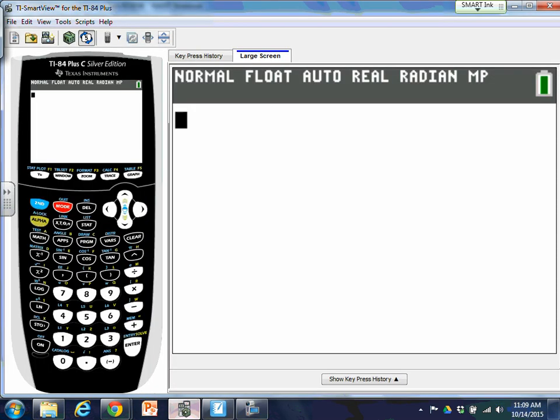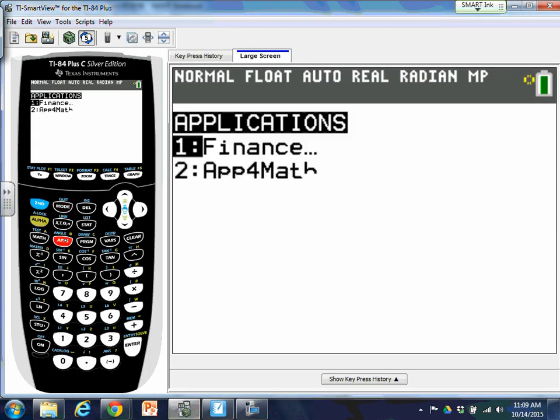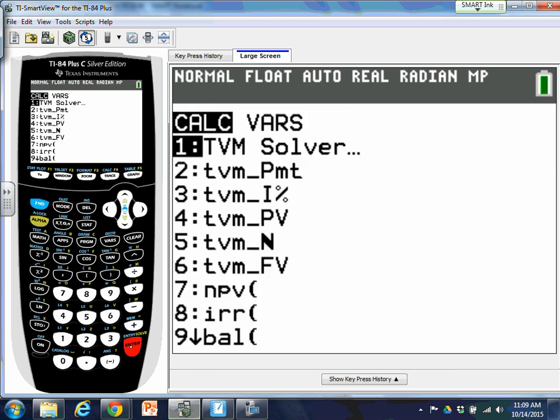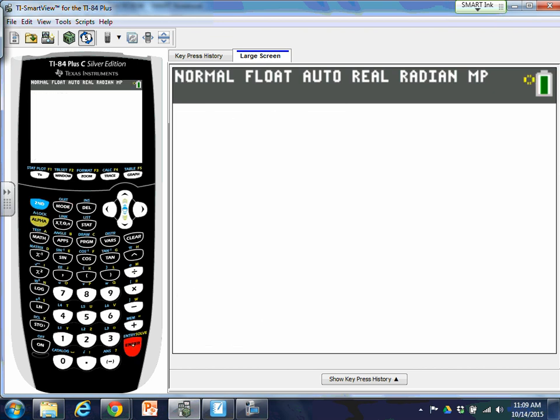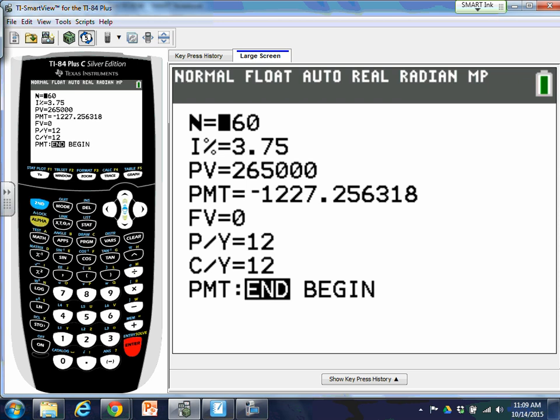So if we go into the calculator screen and apps here, the first one is the finance one, and there's a TVM solver, and that one lets you put in information and find one missing piece basically. So I have everything in. Let's pretend like this payment is unknown. Oops, that was the purchase price, 265,223. The payment, let's say, is unknown here.